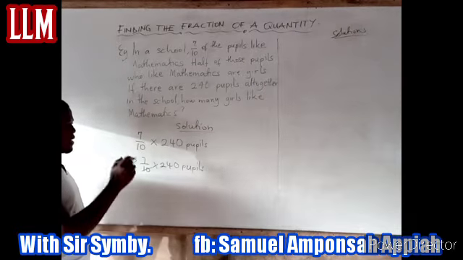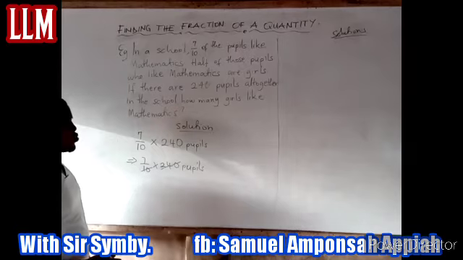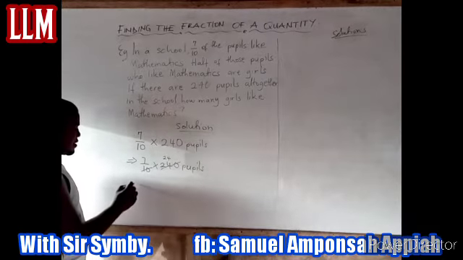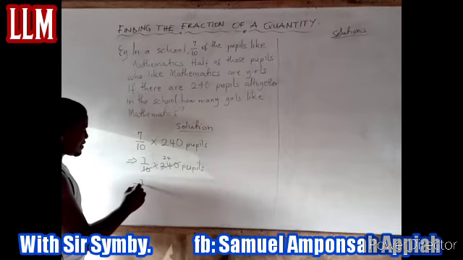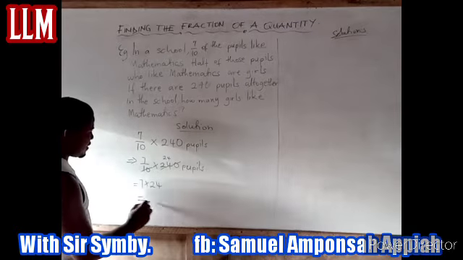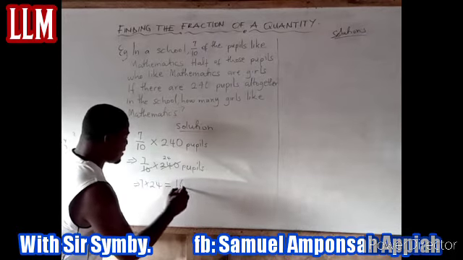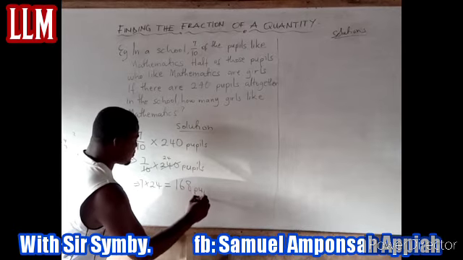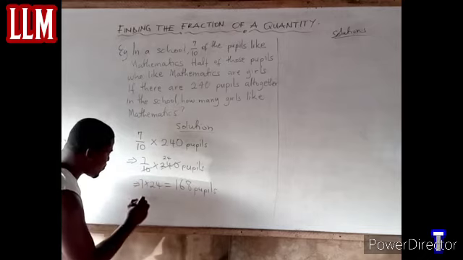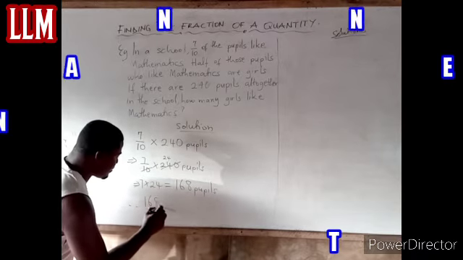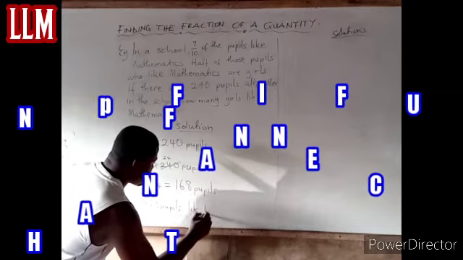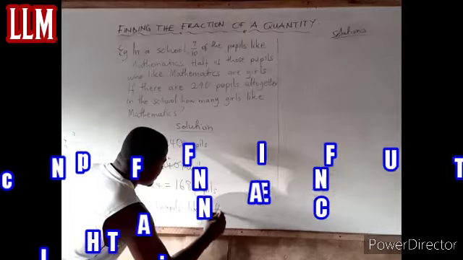10 will go into itself 1, and 10 will go into 240 24 times. Then it means we are going to multiply 7 by 24, and that is going to give us 168 pupils. And therefore, 168 pupils like mathematics.